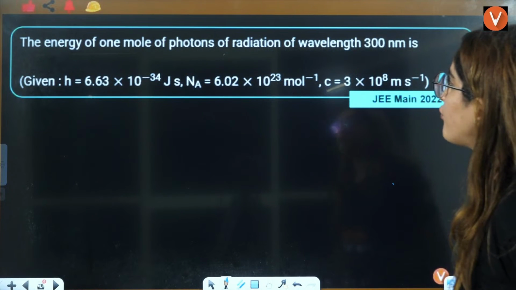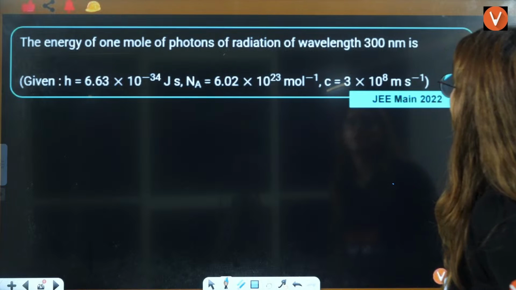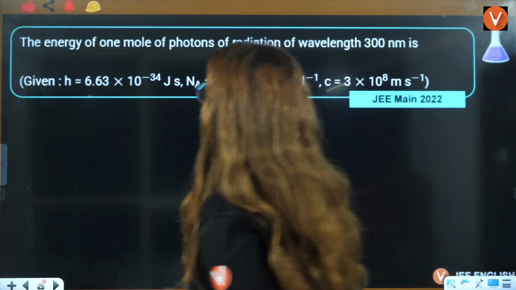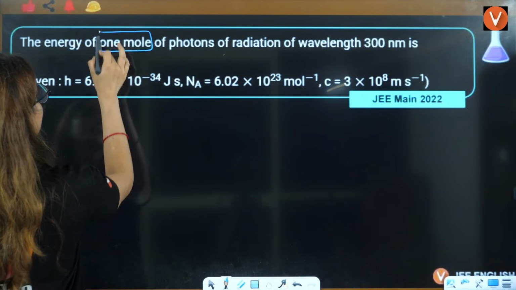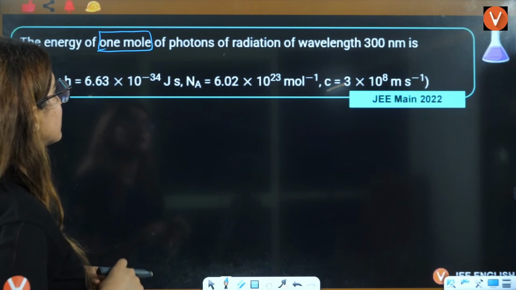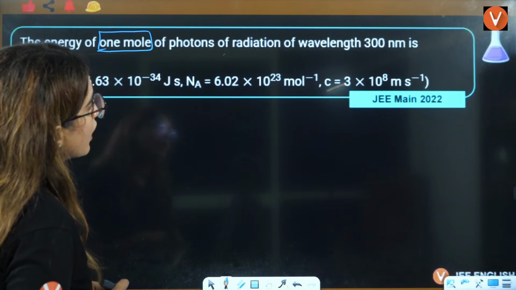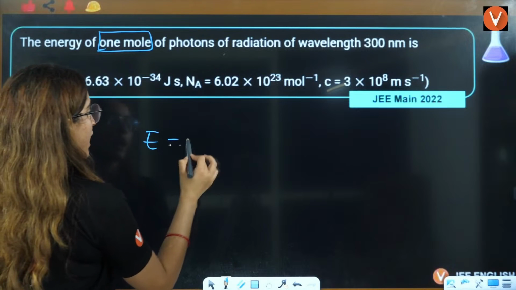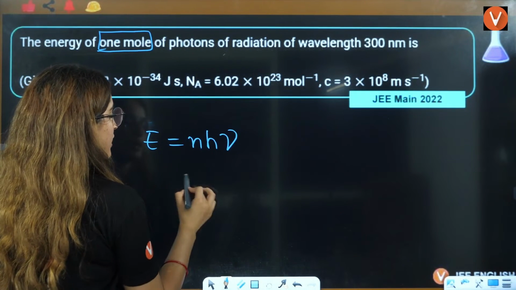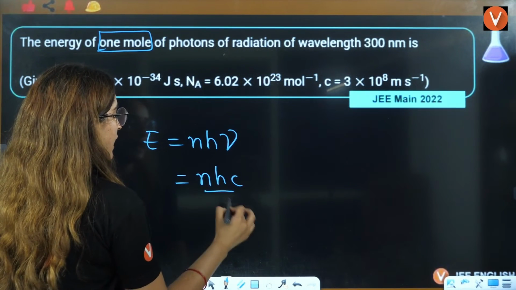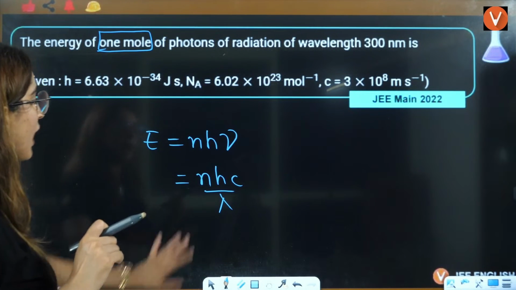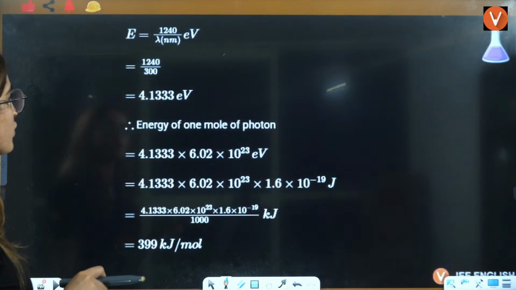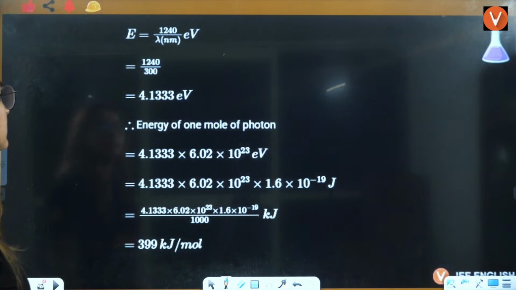The energy of 1 mole of photons of radiation of wavelength 300 nanometer is how much? Now they have given you 1 mole. That means Avogadro's number of photons. Wavelength is 300 nanometers. So we know that E is equal to nhc by lambda. Lambda you have, number of photons are given to you, h and c are constants, so you can directly apply the values here, right?